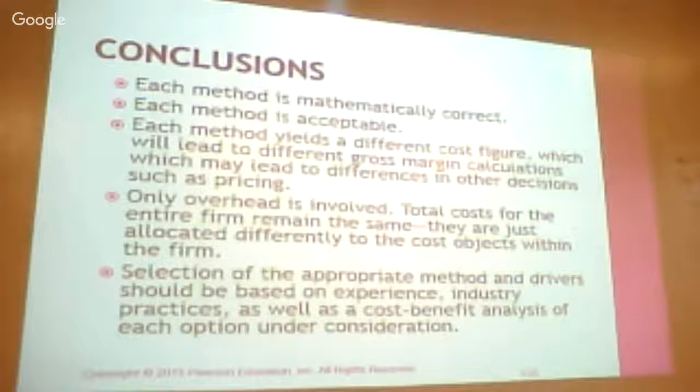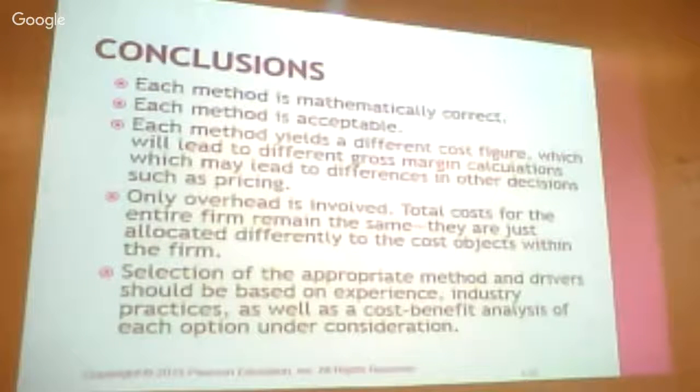Only overhead is involved. Total cost for the entire firm remains the same. They're just allocated differently to the cost objects within the firm. So if you notice that the bottom line on every single one of these items that we did was exactly the same. I just made the numbers change a little bit.